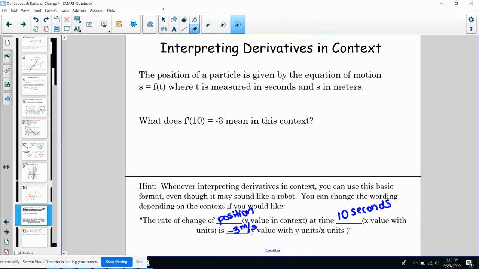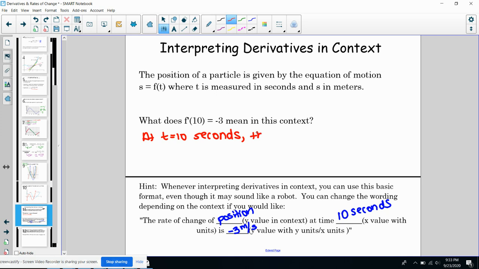If you were having a conversation with somebody about this problem and talking about it in the context of how you would normally speak, I would say something like at t equals 10 seconds, because you want to make sure you still have all this information in there. But if you don't want it to sound so rehearsed, you can change it up.